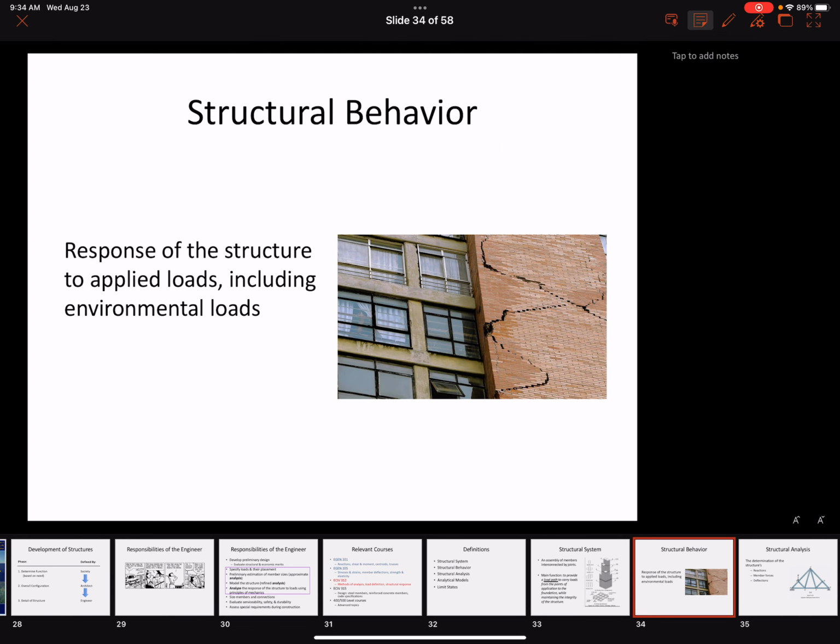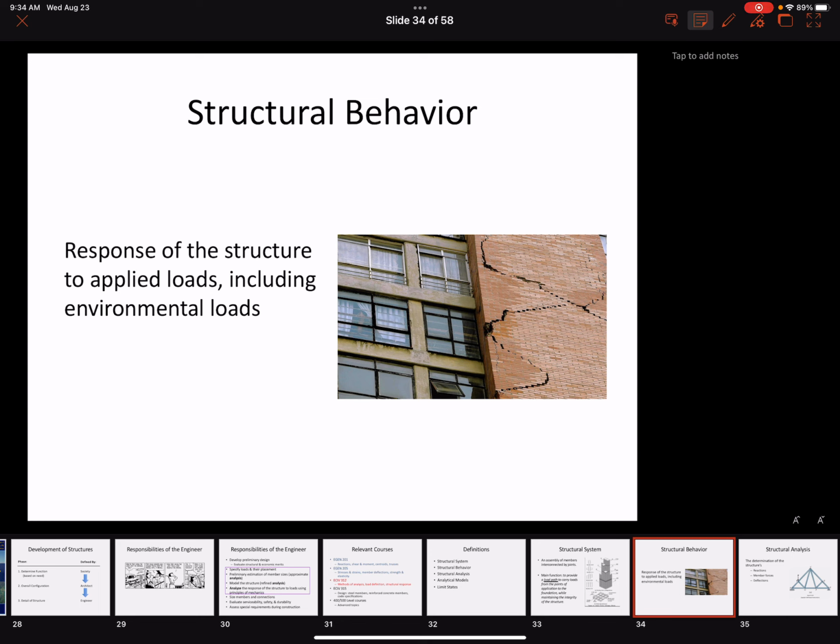All right, now structural behavior is the response of the structure to applied loads, and that includes environmental loads. The structural response could be internal forces, deflections, whatever it is that you're looking at. Now in this case, we see diagonal cracking in the masonry or the brick facade. That diagonal cracking is a sign of lateral loads. That was probably caused by an earthquake.